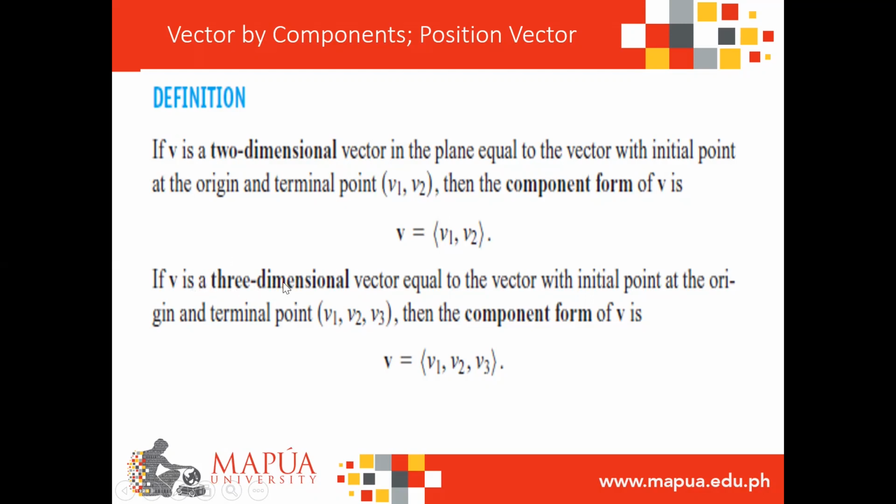Now, if V is a three-dimensional vector equal to the vector with initial point at the origin and terminal point (V1, V2, V3), then the component form of V is V equals ⟨V1, V2, V3⟩. Again, we have the notation for a terminal point of your given vector V, which is enclosed by parentheses, and the component form of a three-dimensional vector, which is in bracket notation.